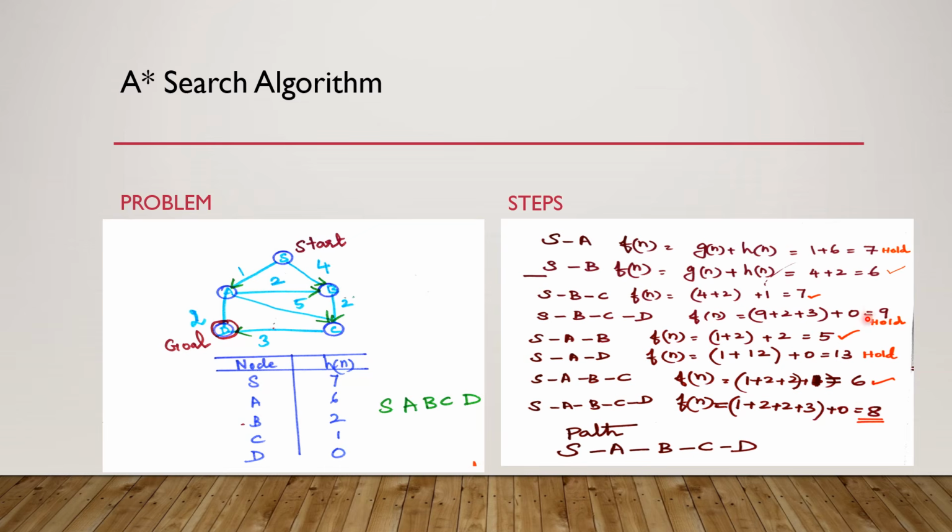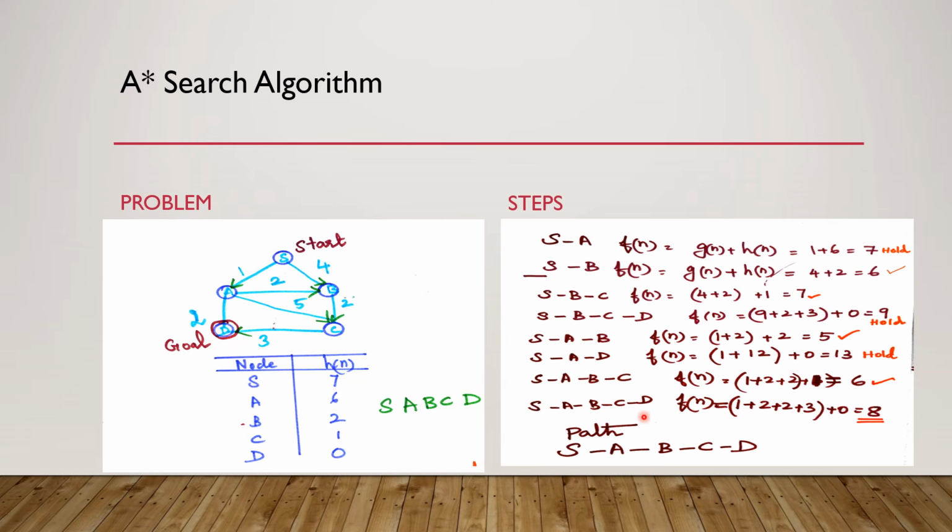So now we are comparing all the hold conditions. What are all the values available in the hold conditions? Comparing all the values, 6 is the lowest value. So then this path can be expanded. Now S to A to B to C to D, the value is 1 plus 2 plus 2 plus 3 plus 0, equivalent to 8.